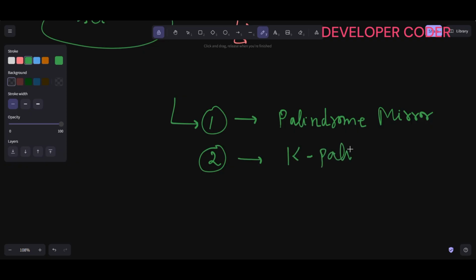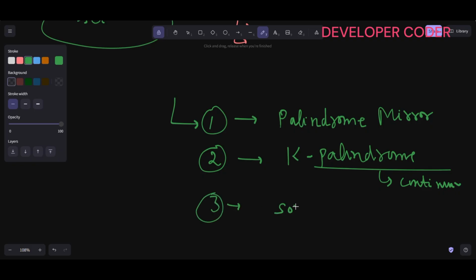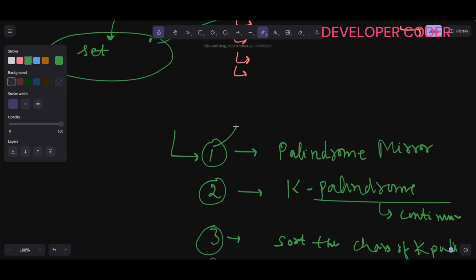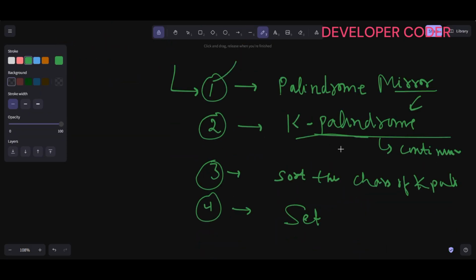So I will divide that particular number by k. If it is not k palindromic, then skip, we don't need to do anything. But if it is a k palindromic, then I'm going to sort the characters of this k palindromic, and after sorting the characters, fourth step, just add them to the set. I hope you are clear until now what I'm doing: creating the palindromes using mirror images, then checking whether these are k palindromic, and if they are, sorting the characters of that k palindromic and adding them to the set. Done until here.